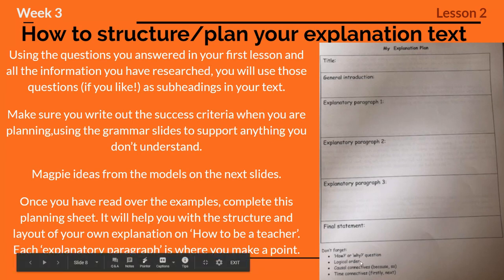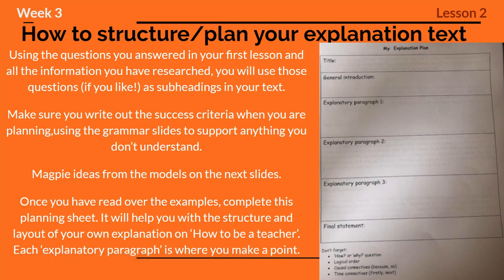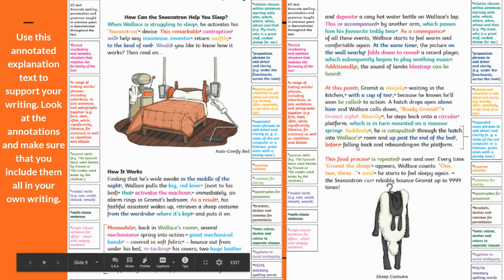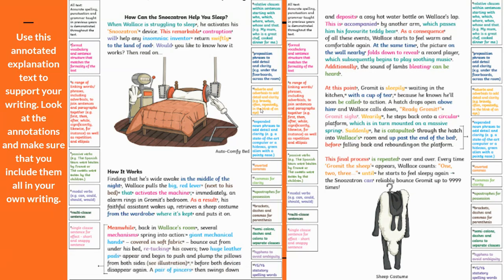Okay, so don't forget to include these when you're writing, and also the rest of the success criteria. So today's lesson, lesson 2, we would like you to fill in this plan as well as reading all this information. So you need to use this annotated explanation to support your writing. Make sure that you've read through all of these to see what is exactly needed and how to structure your layout. Look at the annotations and make sure that you include them in your own writing, okay?